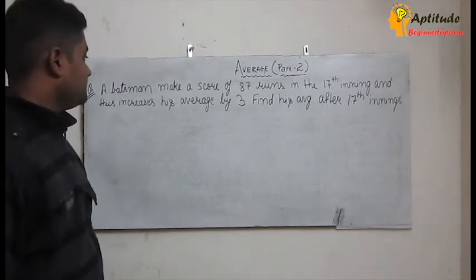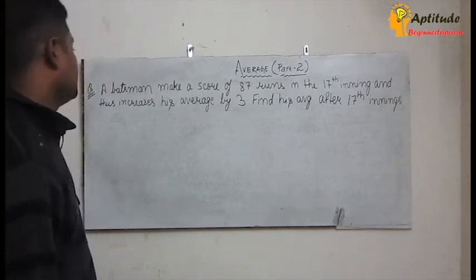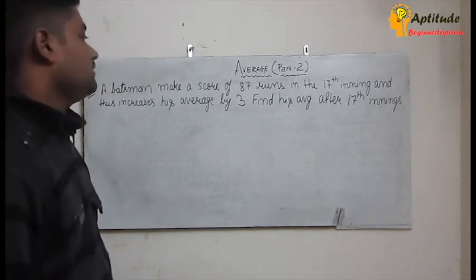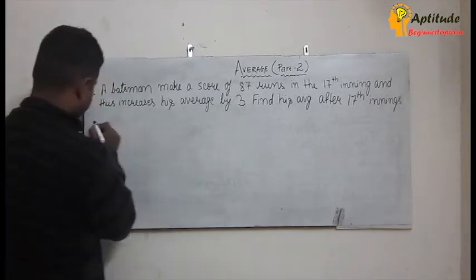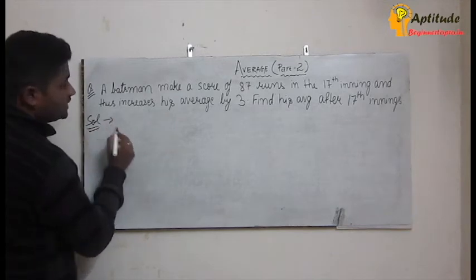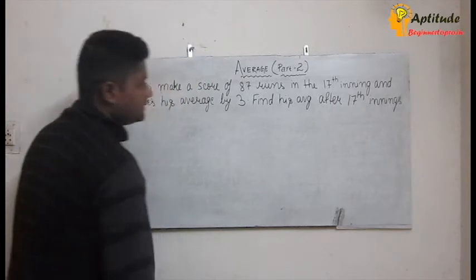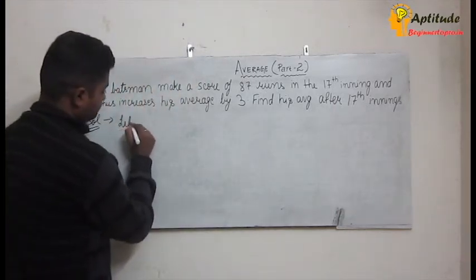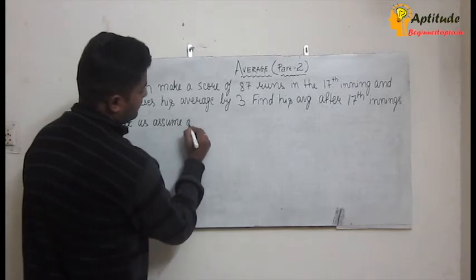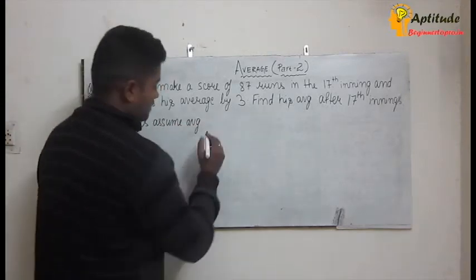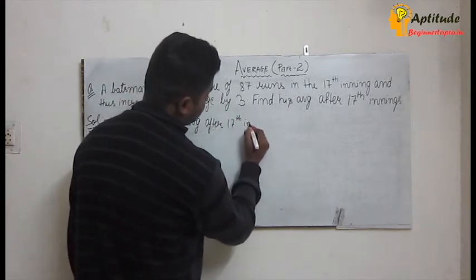Question says the batsman made a score of 87 runs in the 17th inning and thus increases his average by 3. Find his average after the 17th inning. So we need to find the average of the batsman after the 17th inning. So let us assume the average after the 17th innings be x.